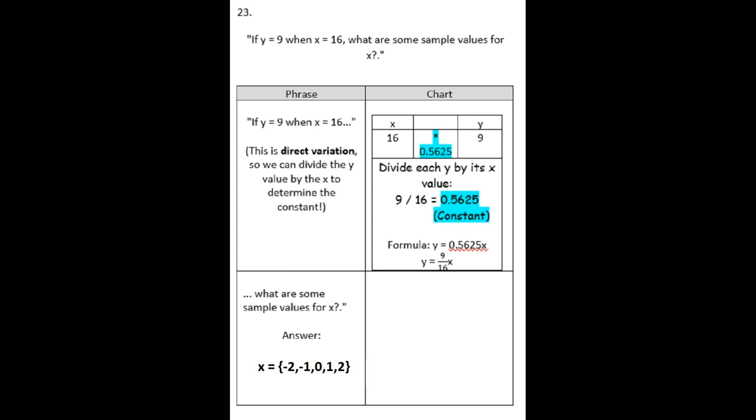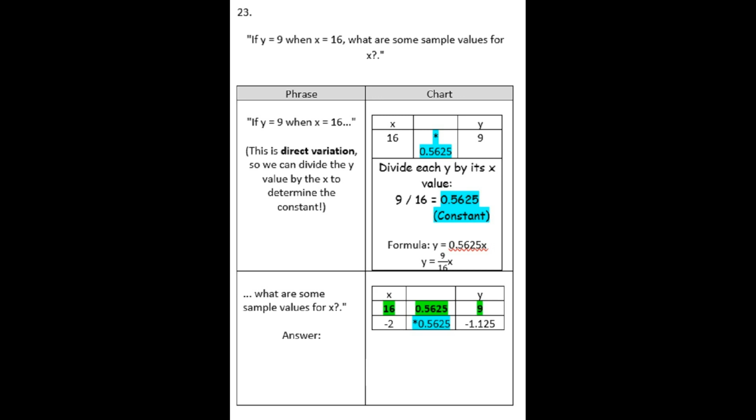So sample values, see where it just said -2, -1, 0, 1, 2? That means that we decide what we plug in as our x value. So sometimes the problem won't give you exactly what you need as far as sample values, so it's up to you to decide. I highly recommend -2, -1, 0, 1, 2. They're small numbers, and it gives you a negative value, the 0 value, and some positive numbers.